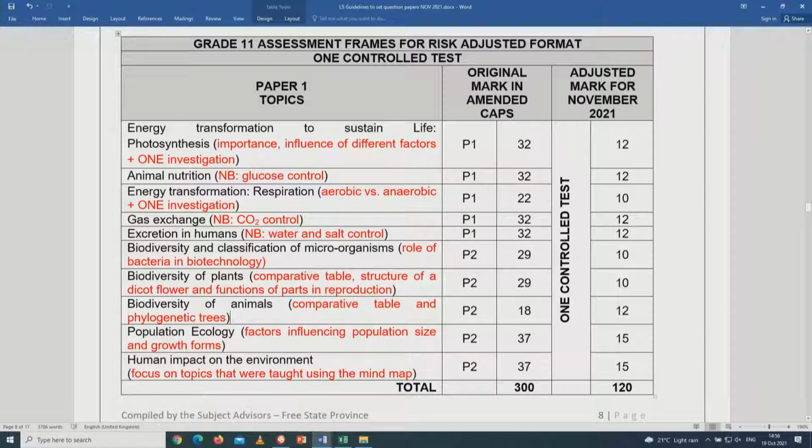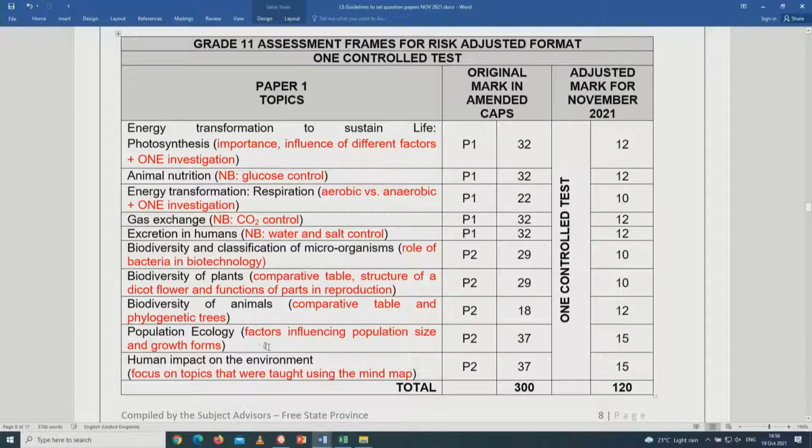Then population ecology and human impact, the last two topics that many times in the 4th term in grade 11, people sometimes rush, people struggle to finish, they quickly go over it. Fortunately, nowadays, we don't have human impact in grade 12 anymore, so this is the place where you should do it. You can't just ignore it now totally.